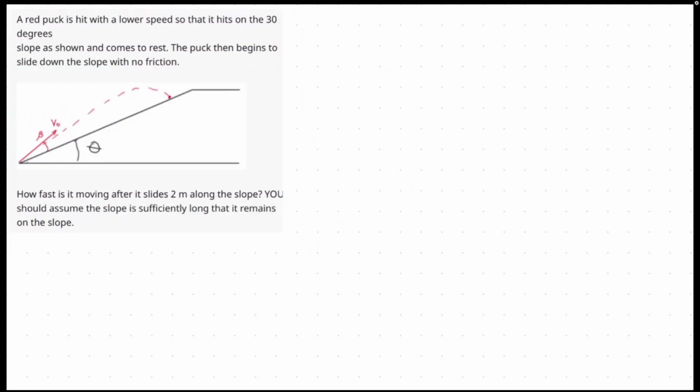Sure thing. So basically, what this question is, simplifying it, is that we have a slope that a puck is on, initially at rest, so this puck is here at rest, and it's going to be sliding down with no friction.